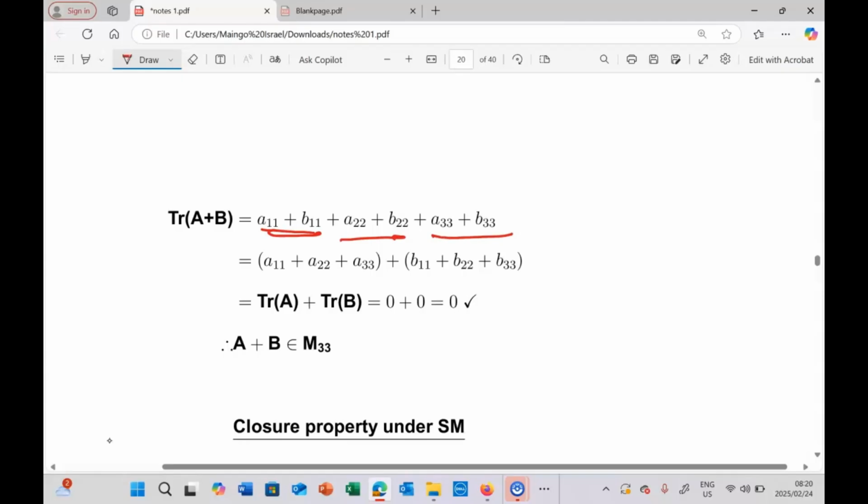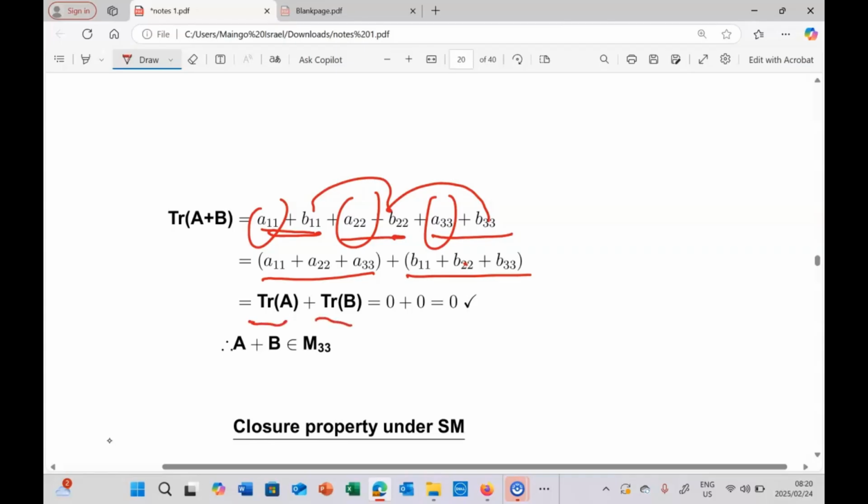So now we group the a's together, which is a11 plus a22 plus a33, and the b's together, which is b11 plus b22 plus b33. But what is this guy? According to the definition, this is the trace of A, and this is the trace of B. The trace of A, according to the definition, is 0, and the trace of B, according to our assumption based on the set, is 0. So this is 0 plus 0, which is just 0. Because the condition is also satisfied, everything in the set is satisfied, therefore you can conclude that A plus B belongs to M33.